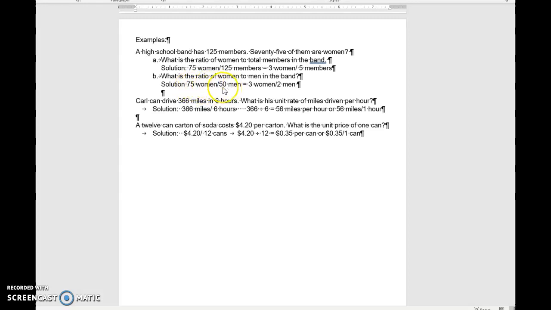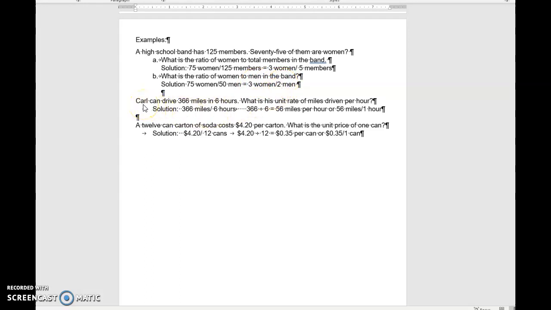So I have 75 women over 50 men. I reduce that by, again, dividing top and bottom by 25. I get 3 women over 2 men. Now, I cannot change this to 1.5 like you would a fraction. Remember, rates, ratios, unit rates, unit price cannot be written as mixed numbers. They have to be left as a fraction. So 3 over 2 is fine.